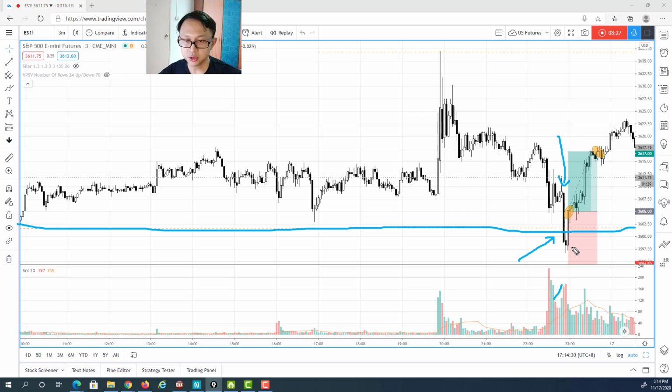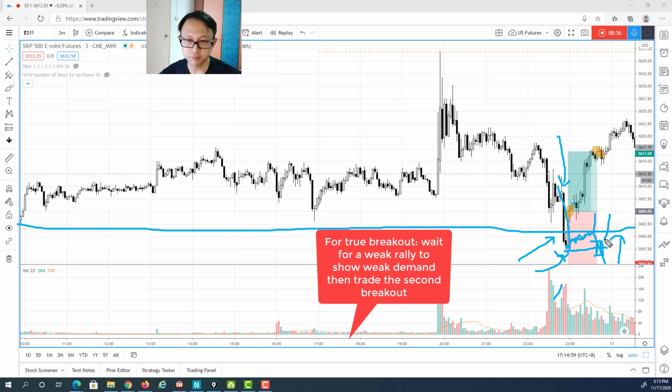So we just want to see some kind of wick rally to show inability to rally up or to get back above this support level for a true breakout. And if that happens, then I'll probably take the second breakout when it's actually breaking out of the swing low level there. So you can see that this is a breakout. I expect some kind of wick rally followed by a continuation to the downside. So this could be the breakout trade to take.